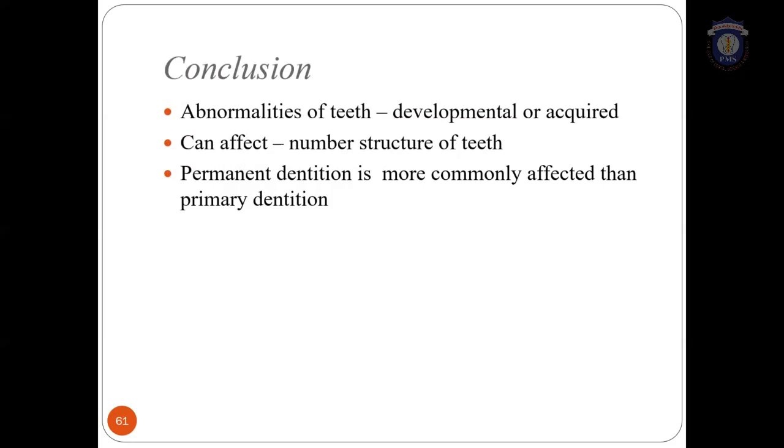With this, we come to an end of the anomalies of teeth. So we need to remember that anomalies can either be developmental, that is before birth, or acquired, which is after the development of teeth. Developmental anomalies can affect the size, shape, structure of the teeth, whereas acquired anomalies include attrition, abrasion, erosion, internal resorption, external resorption, etc. Permanent dentition is more commonly affected in all these cases.